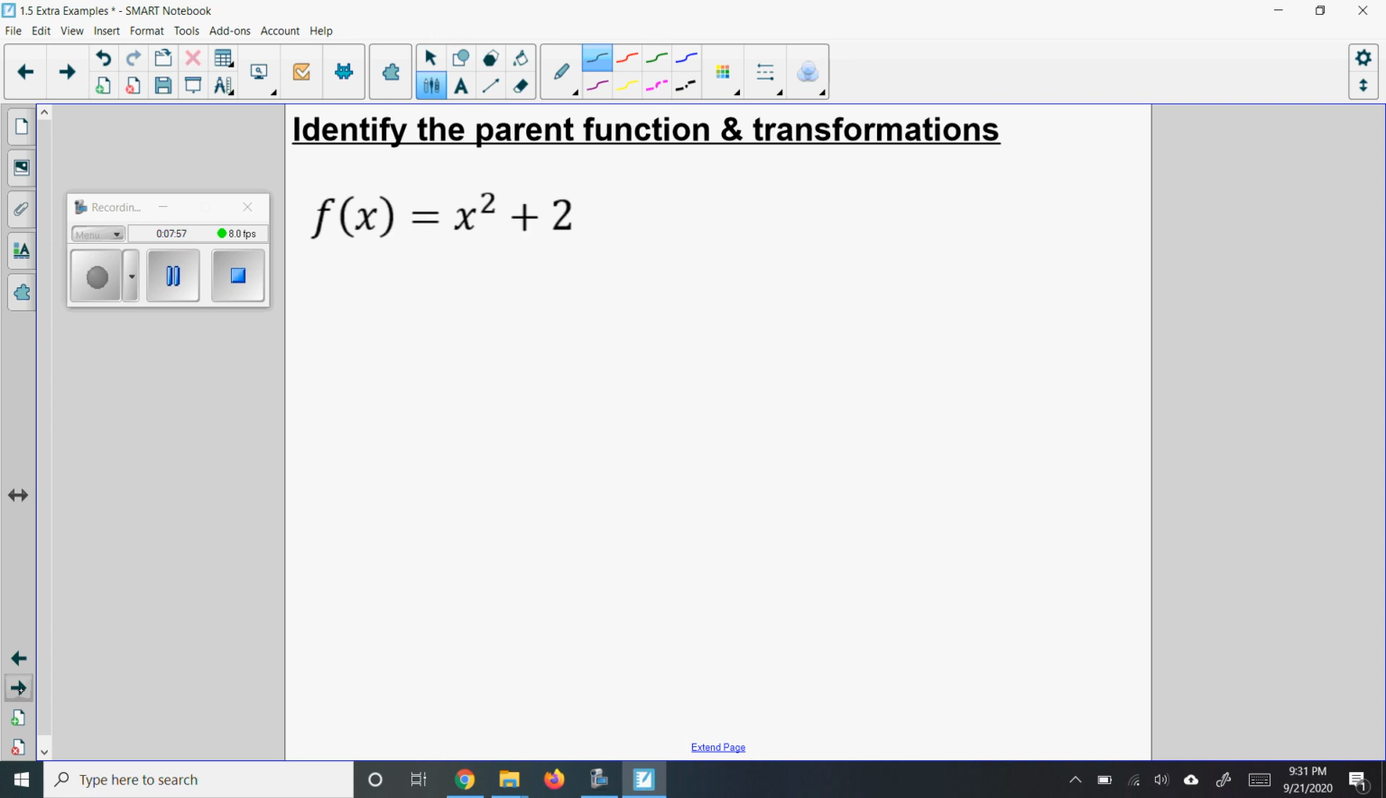Okay, so now let's take a look at some actual functions. Okay, this 2 is outside the square. Well, first of all, let's look at the parent. The parent function is x squared. Again, like I said, this 2 is outside the square. So this is corresponding to up 2. It affects the y values because it's on the outside.